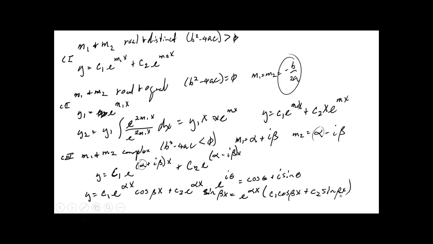There is your solution anytime these m's come out to be complex conjugates of each other. You can just write them down this way, okay? Where these are the complex conjugates, just take the alpha, put it with the e to the alpha x, and then take the betas that you have here and put one with the cosine and one with the sine. Okay. So let's do example 1.